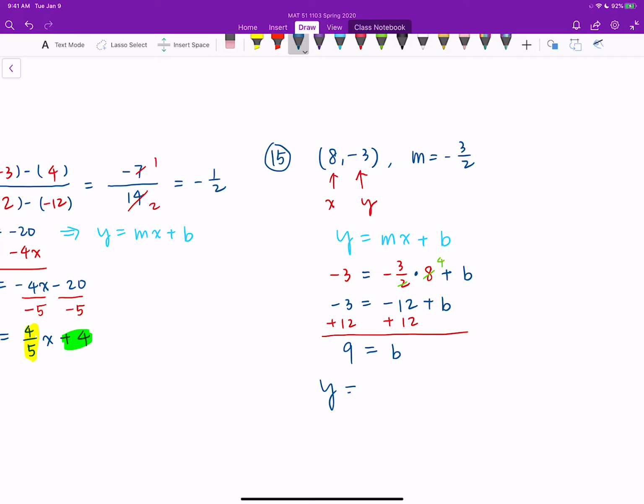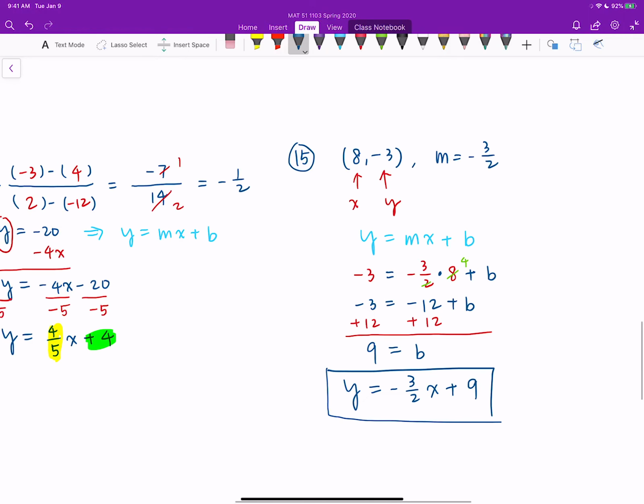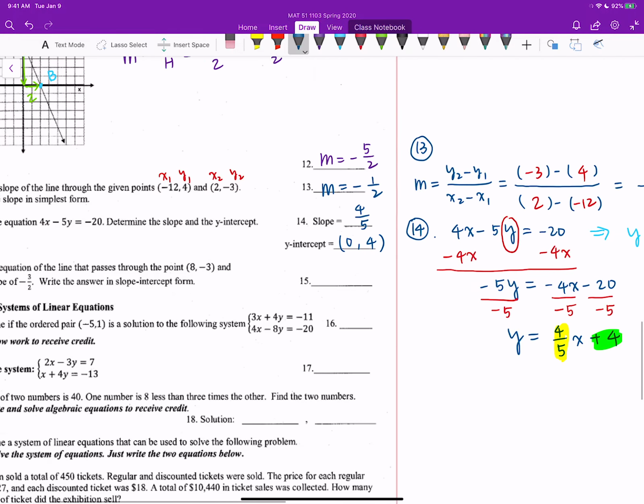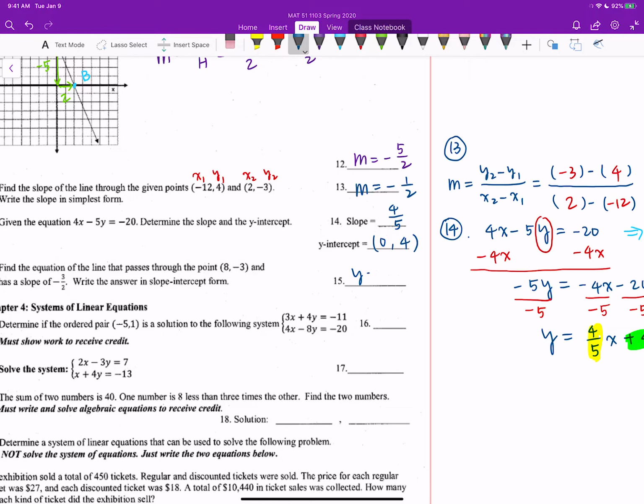You put it back into the slope-intercept form. Y equals m, which is -3/2, times x plus b. B is +9, so plus 9. And that is basically your slope-intercept form. Let me copy it back to the line. Y equals -3/2x plus 9.